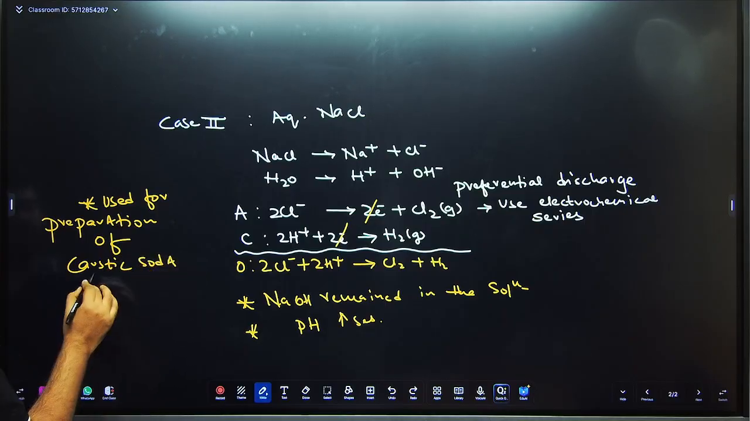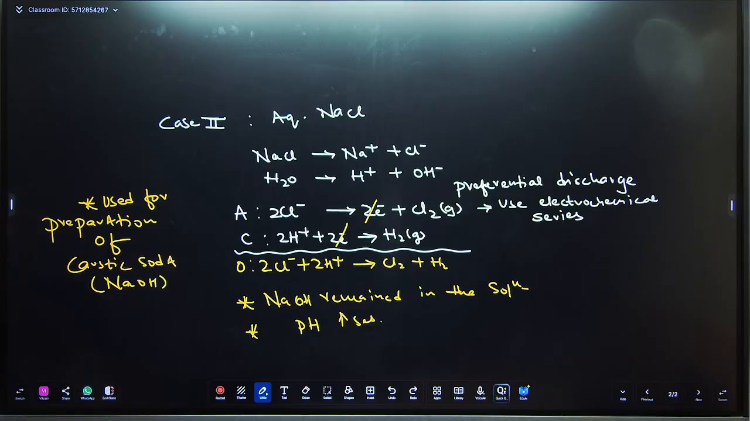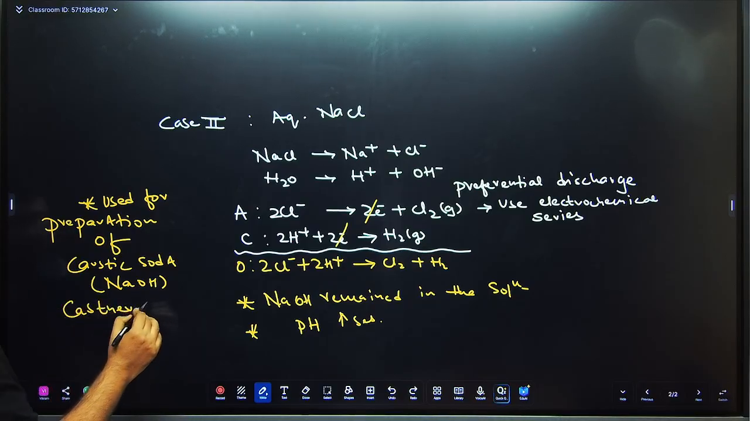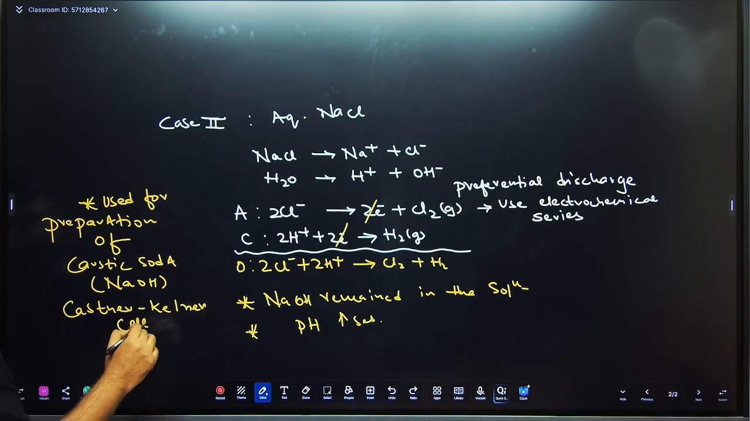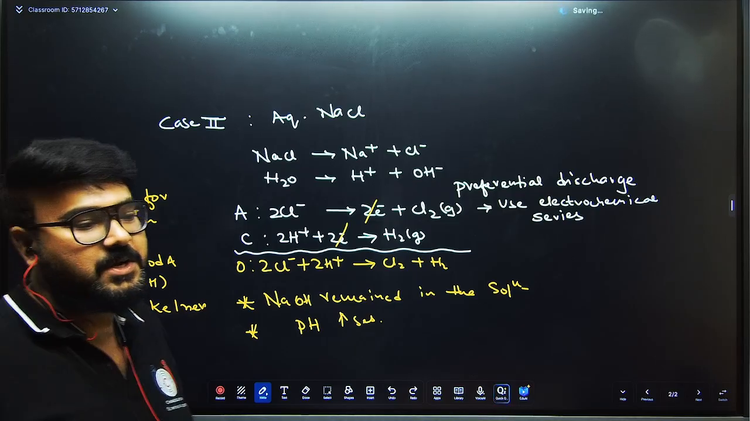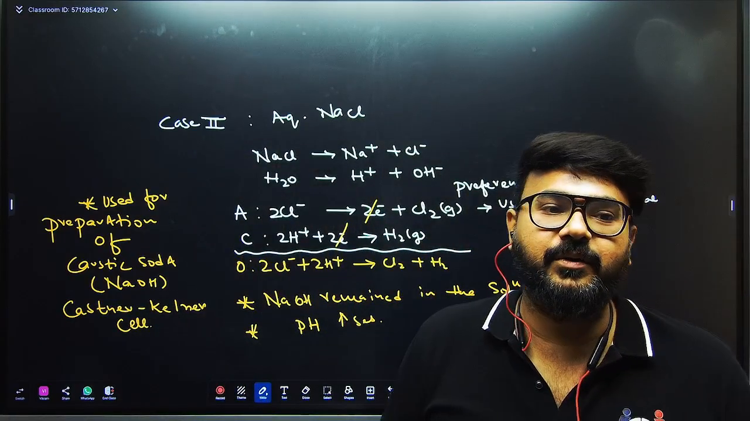Who is caustic soda? NaOH, which is called caustic soda. And you know this cell is called the Castner-Kellner cell. You have studied this in grade 10 in the acids, bases and salts chapter: preparation of NaOH.